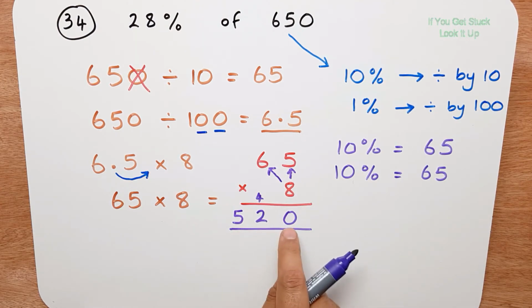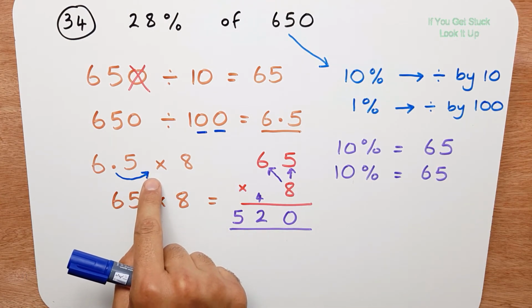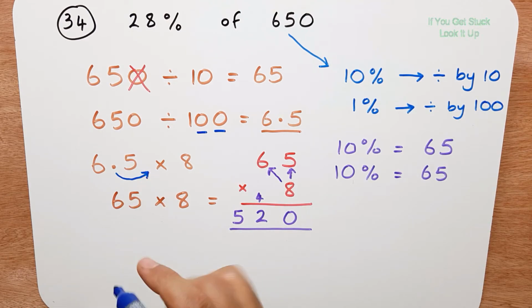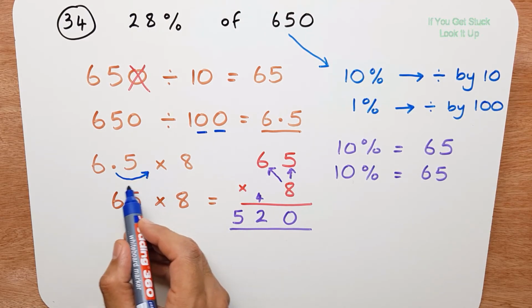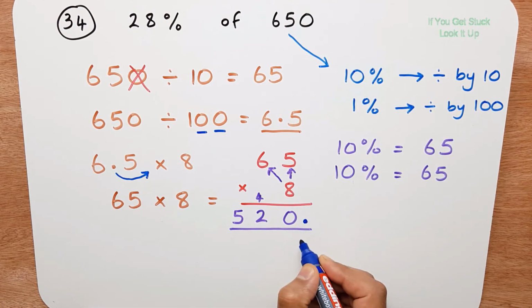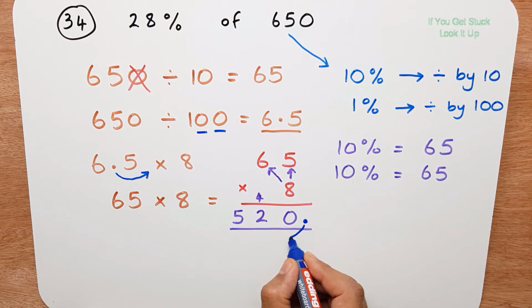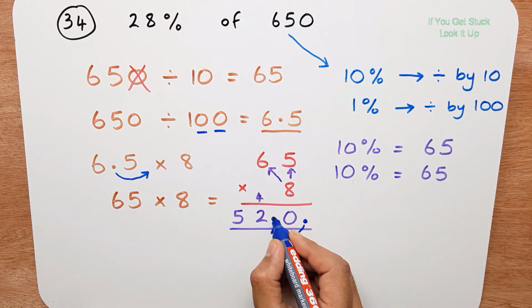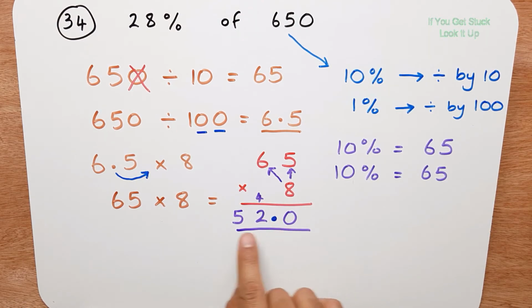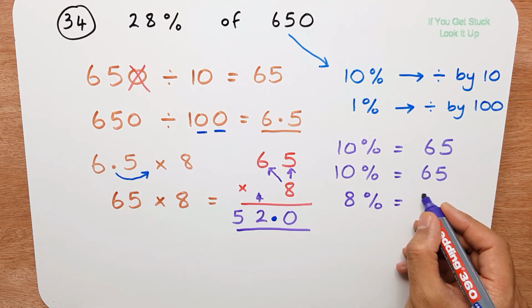So it's 520. Now remember this step that I did here, the extra step? Now I have to undo that. So I now need to move my decimal point back one place. And what did we say? The decimal point is here, to the right of the ones column, and I simply move the decimal point back to here. So my answer is 52.0, which is the same as 52. So I now know 8% is 52.